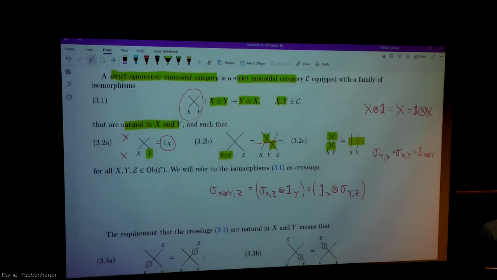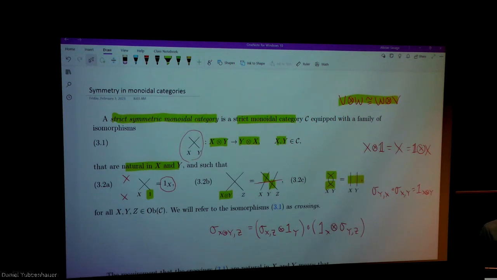So this third axiom is the symmetry, right? If you omit that third axiom, then you would usually draw these things as an overcrossing and then the inverse is an undercrossing, and you would not require this last axiom. And you could generalize the theory to braided monoidal categories. Any other questions?